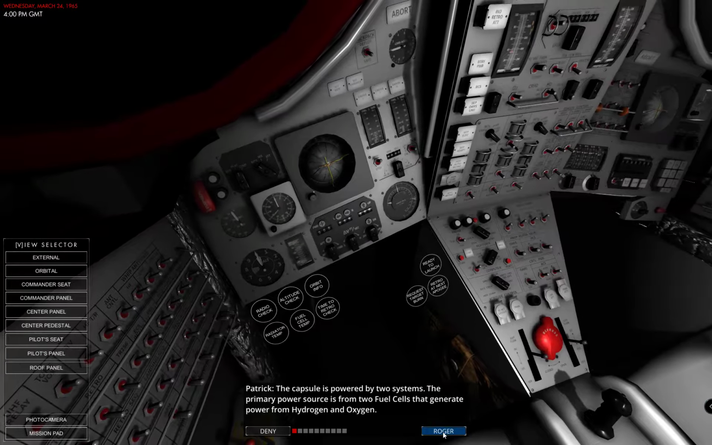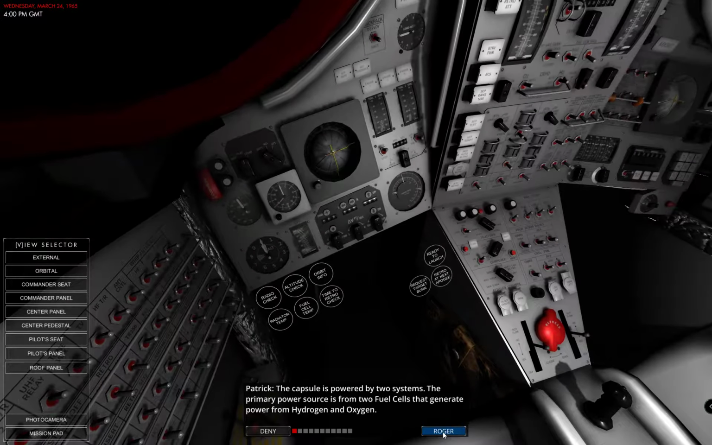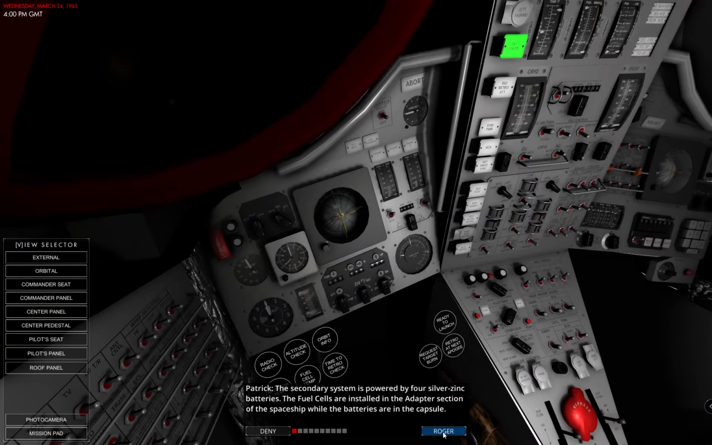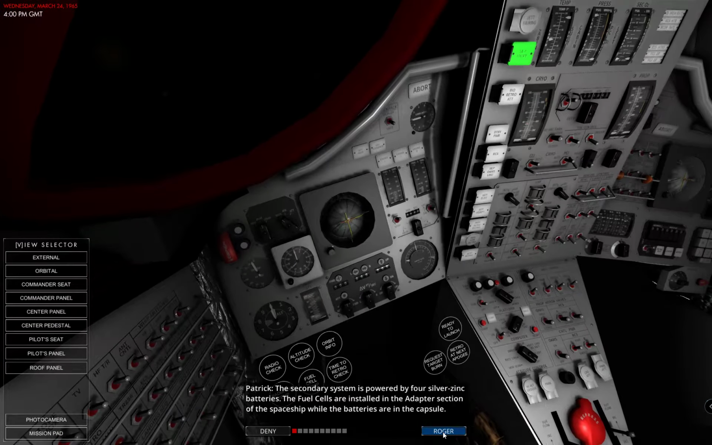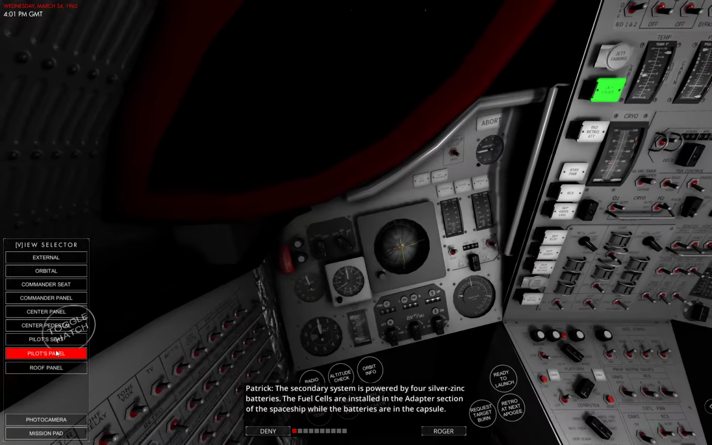The capsule is powered by two systems. The primary power source is the two fuel cells, which generate power from hydrogen and oxygen. The secondary system is powered by four silver zinc batteries. The fuel cells are installed in the adapter section of the spaceship, while the batteries are in the capsule.